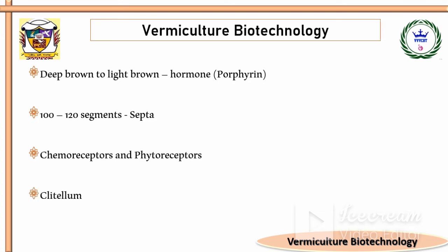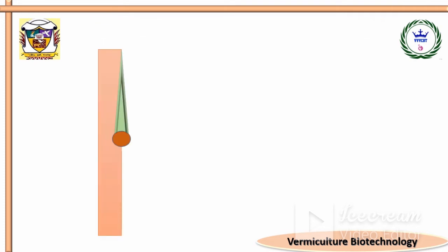The body is covered by cuticle. The body consists of 100 to 120 similar segments. These segments are separated by ring-like grooves called septae. The body also has a clitellum. Clitellum is an elastic, granular, thickened, ring-like area of the body wall of earthworm.